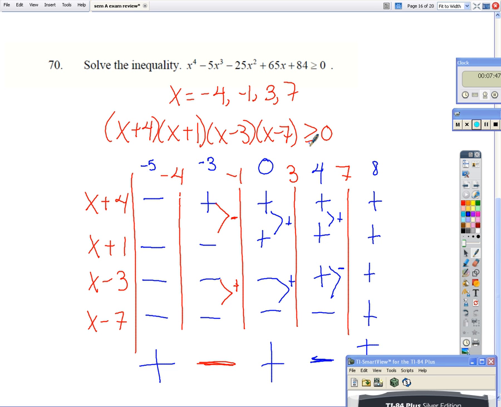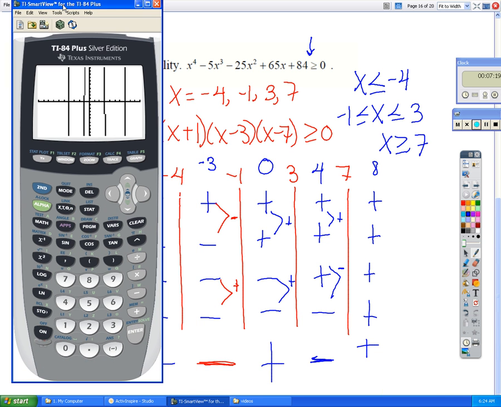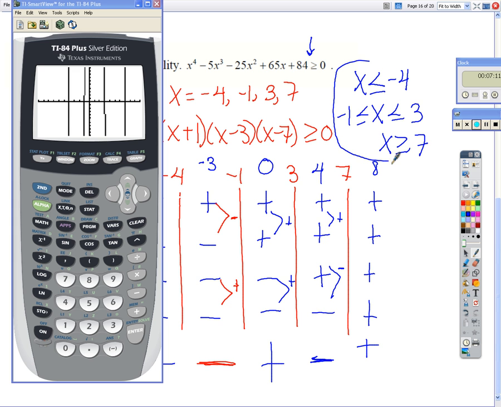So that happens when x is less than or equal to -4, because we started with an or equal. When x is between -1 and 3. And when x is greater than or equal to 7. Now I could have also used my calculator to find all of that. If I look and find the pieces of my graph that are greater than 0, they should all be in these intervals.